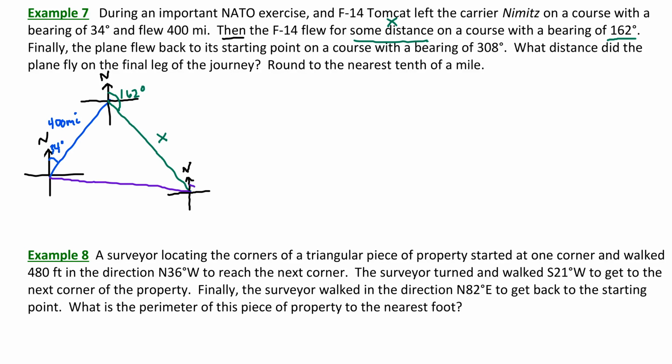Again, that 308 is measured from the positive y-axis to the terminal side of the ray in the clockwise direction. We don't know the distance of the final leg of the journey, so we can go ahead and call that y. Our problem is to figure out this final distance that we have labeled y.